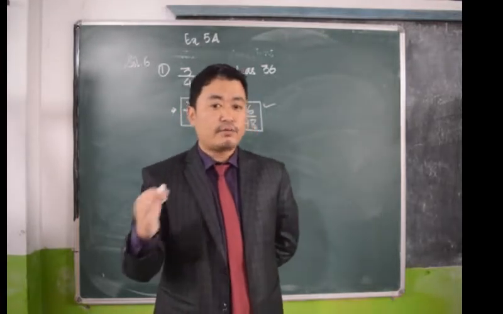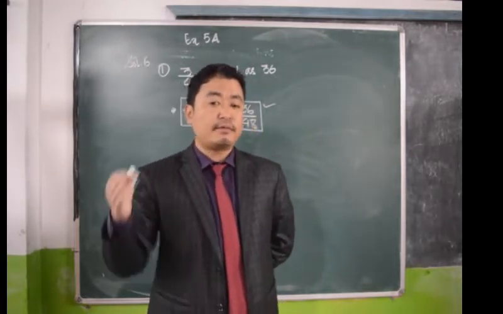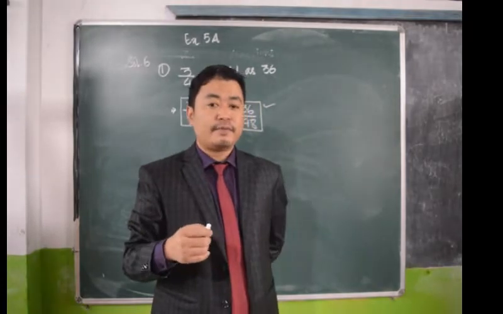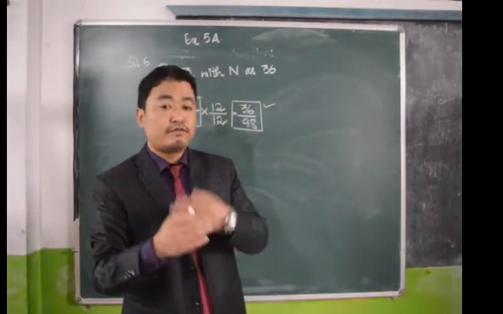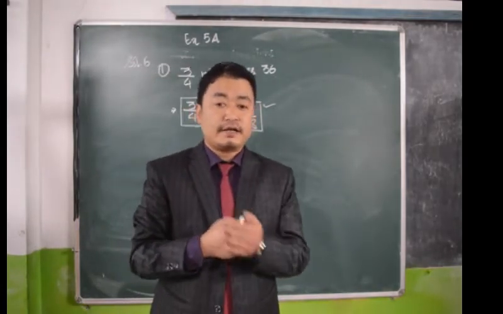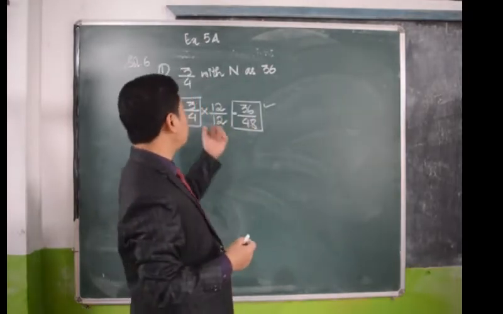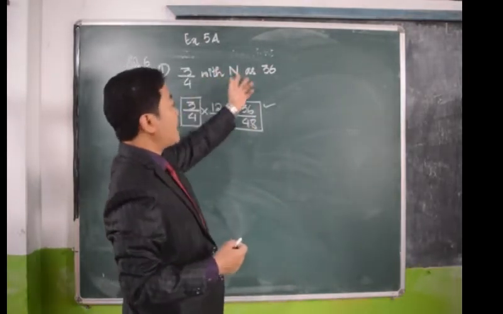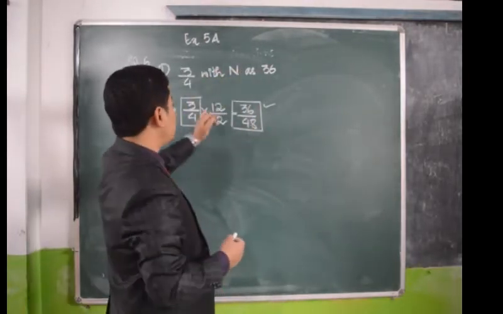So whatever you need to multiply in the denominator, you need to multiply the same number in the numerator as well. Okay. See, according to the question, we need to move forward according to the question. In this one, we were told to convert the numerator as 36. So that is what I have done here.